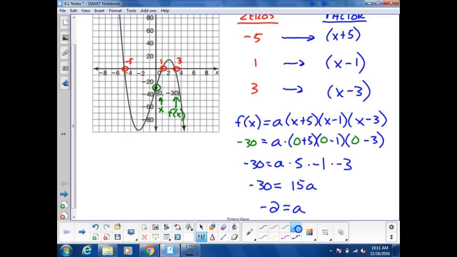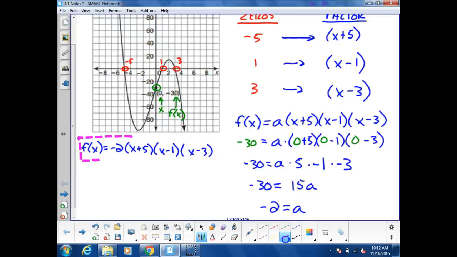Knowing what you know about a cubic function, does this cubic function that we need have an A value that's negative? Yeah, because the right side is going down. So we need a negative A value, so that matches up. So f of x here is going to equal negative 2 times x plus 5 times x minus 1 times x minus 3.